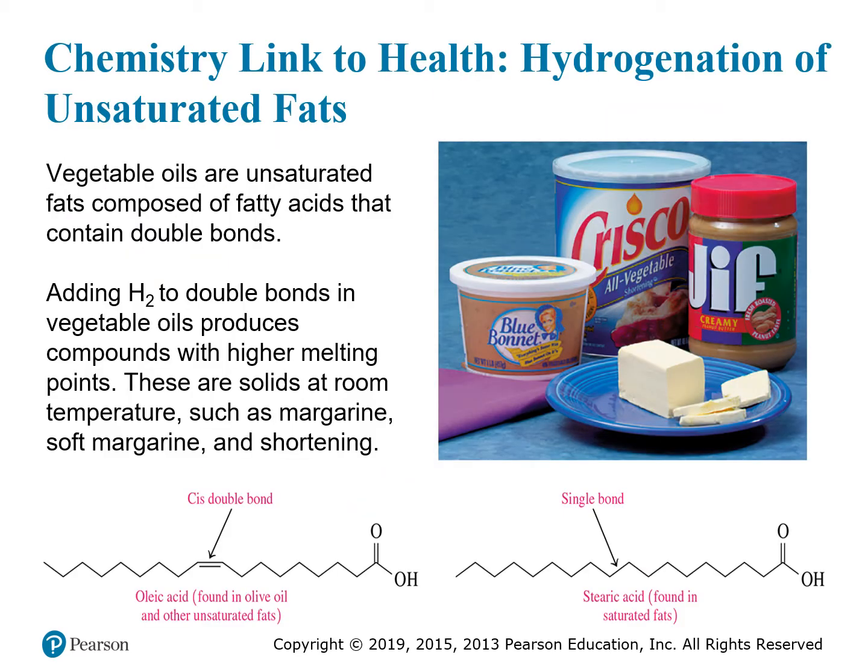One place you might have heard of hydrogenation before is a place where you might also have heard of the terms saturated or unsaturated, the way that we have been using them. Vegetable oils are an example of unsaturated fats composed of fatty acids with double bonds. They're unsaturated because they have double bonds. Adding hydrogen to the double bonds in vegetable oils can increase their melting point by converting them into saturated fats. These make them solid at room temperature, so this is for things such as margarine or shortening. We'll learn more about this in the chapter on fats and oils.